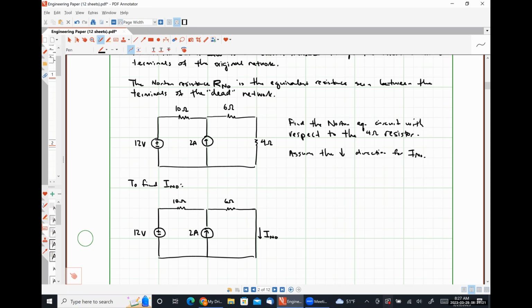Emmeline. Right, the 6 ohm resistor would have been shorted out for this case. Yep. Absolutely correct. So how are we going to find the quantity I Norton?